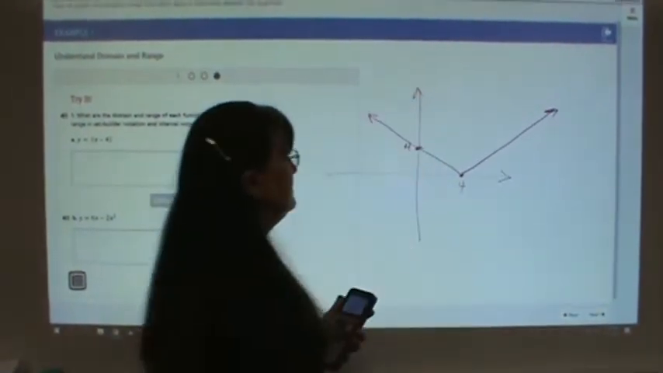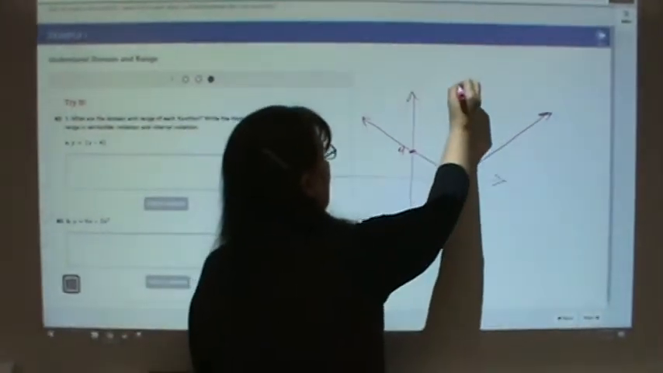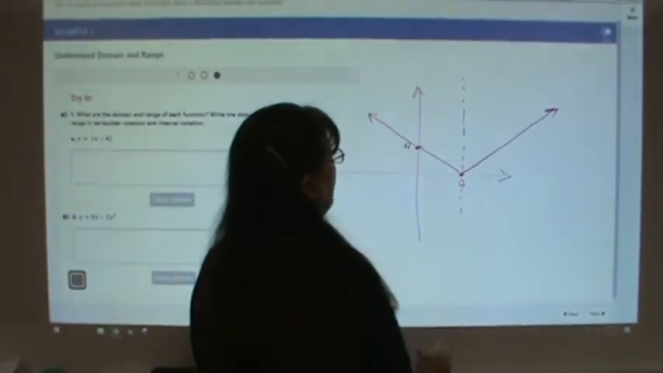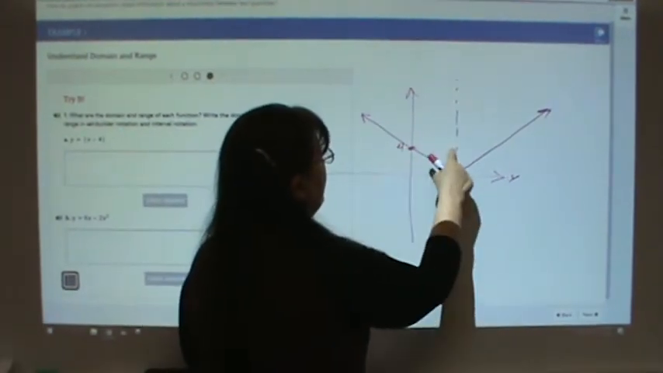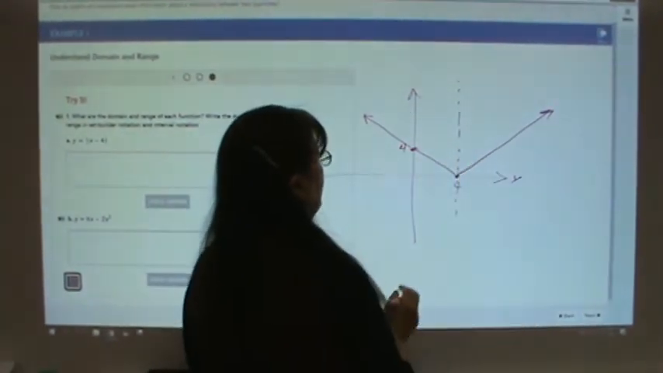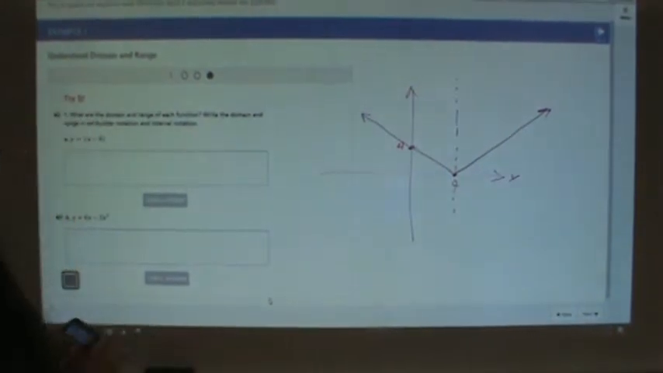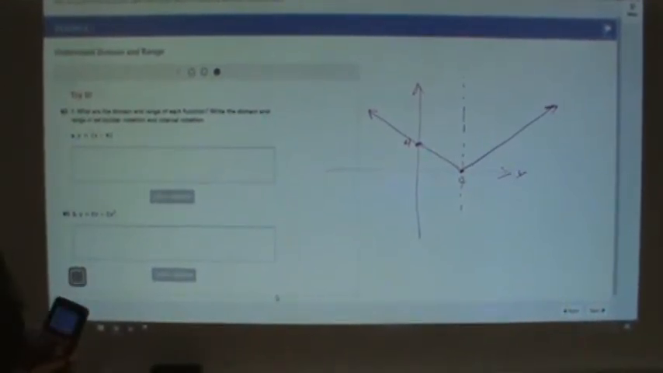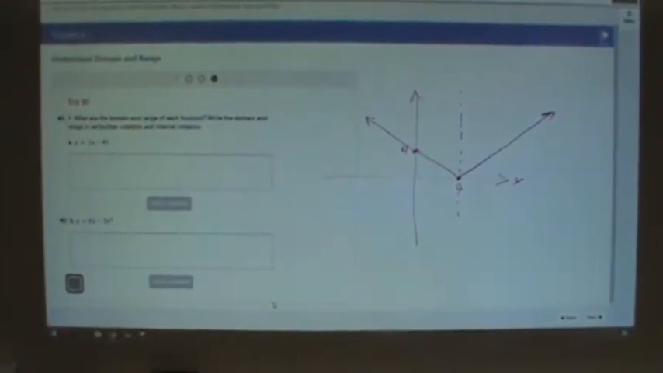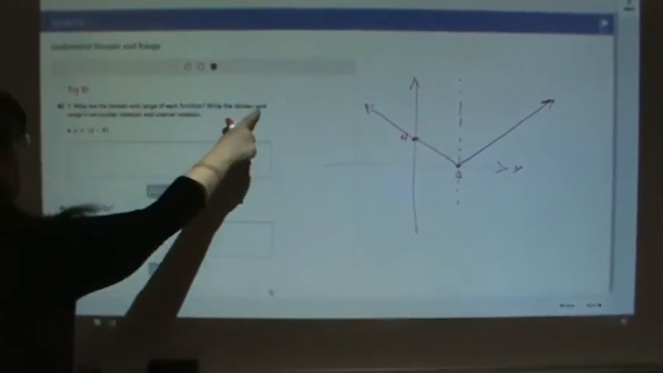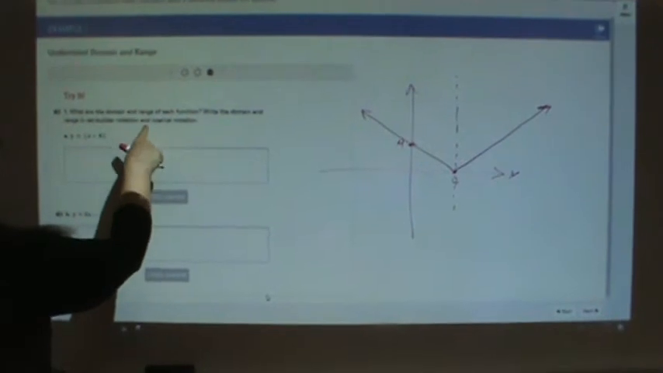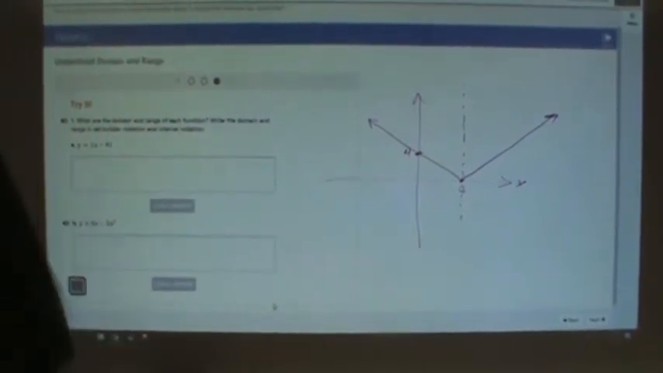And it's also symmetric, so in other words, if I were to drop a perpendicular line to the x-axis, the distance from here to here is the same as it is from here to here. Now, it wants to know the domain and range of this function. And they want you to write the domain and range in set builder notation and interval notation.